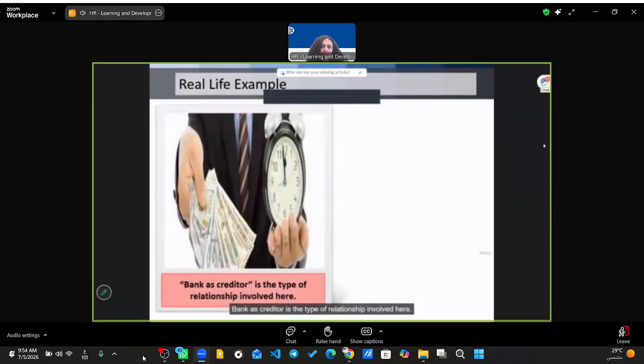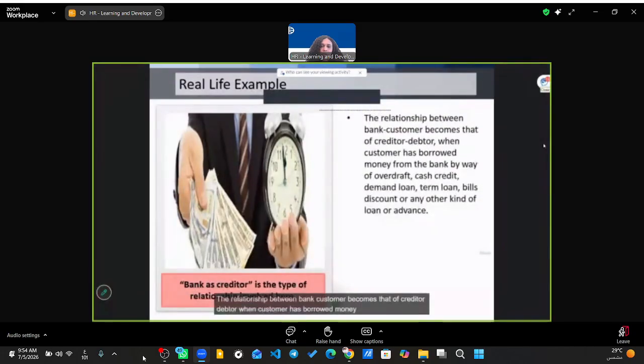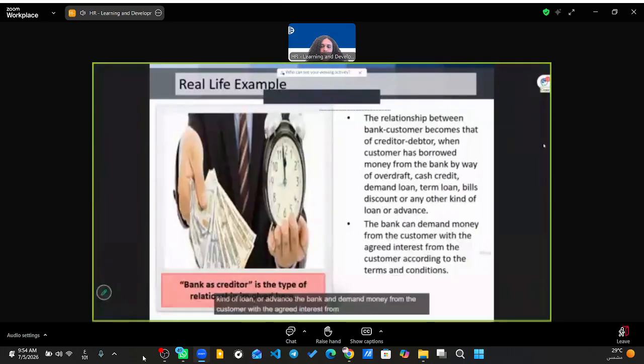Bank as creditor is the type of relationship involved here. The relationship between bank and customer becomes that of creditor-debtor when the customer has borrowed money from the bank by way of overdraft, cash credit, demand loan, term loan, bills discount, or any other kind of loan or advance. The bank can demand money from the customer with the agreed interest according to the terms and conditions.